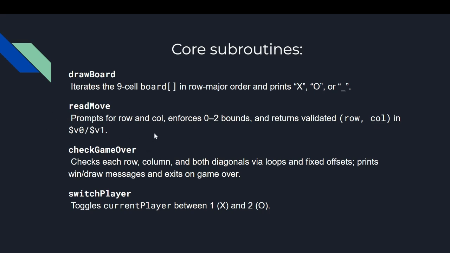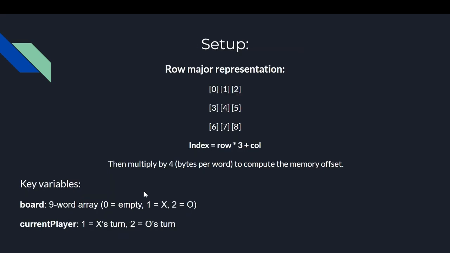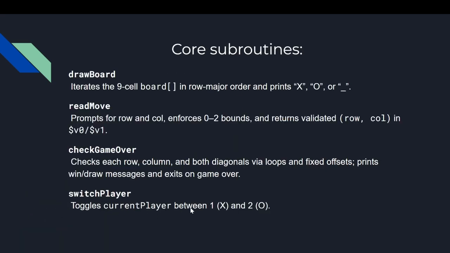Next, we have the check game over subroutine, which is essentially the win-loss logic of the game. At the end of each player turn, it loops through the entire board and checks to see if the player has won or whether the game has ended in a draw, and then exits the game if those conditions are true. Lastly, we have the switch player subroutine, which toggles the current player between 1 and 2 to switch turns.